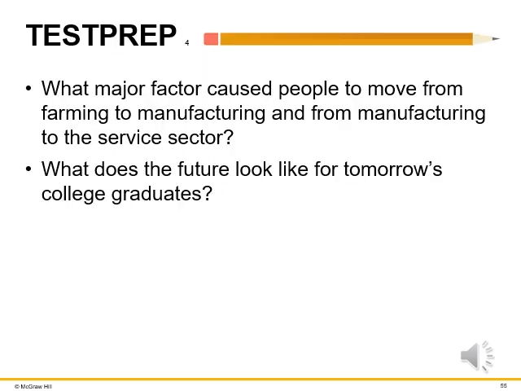One last test prep for this chapter. When studying, think about what major factor caused people to move from farming to manufacturing and from manufacturing to the service industry. Really, what we just talked about in the previous slide is the efficiencies in agriculture. It led to the reduction in farms and growth in industries that caused workers to leave farms for the cities. The growth of efficiencies in production had the same effect in manufacturing. As factories became more efficient and technologically driven, workers migrated to the service sector.